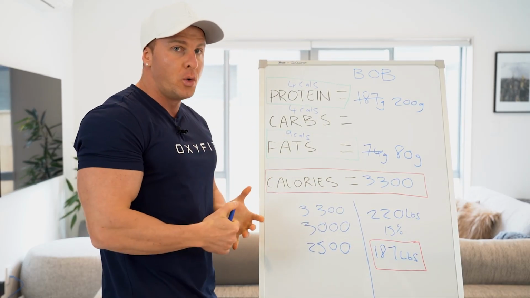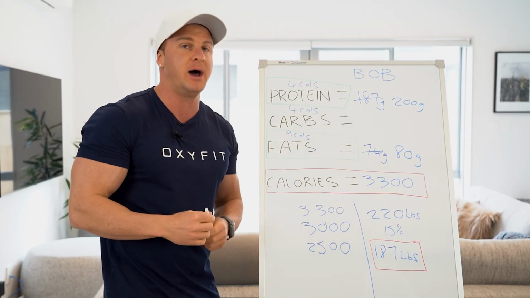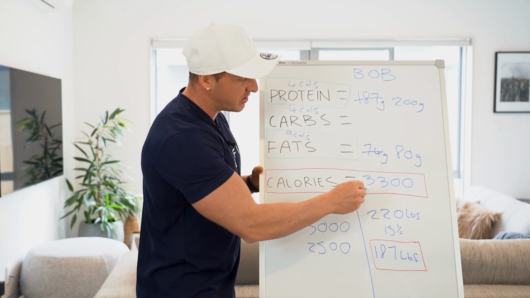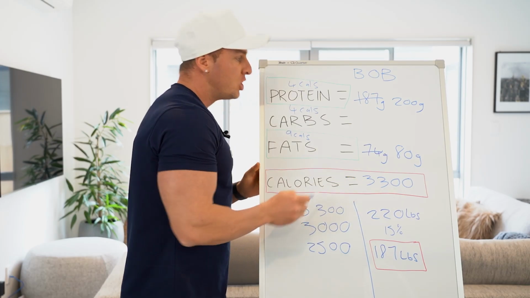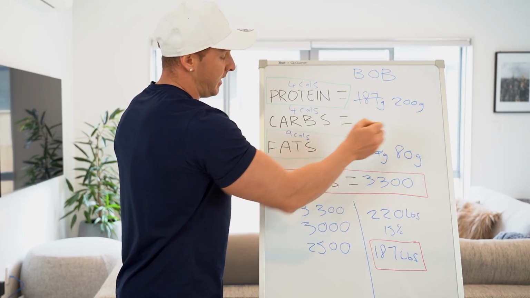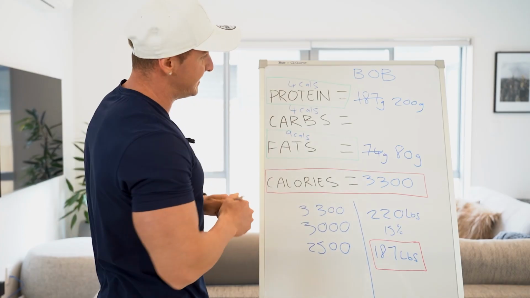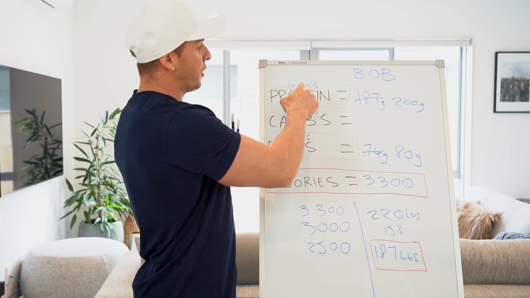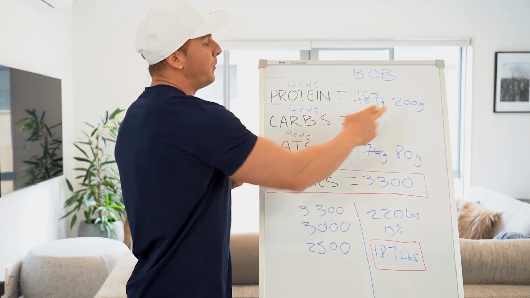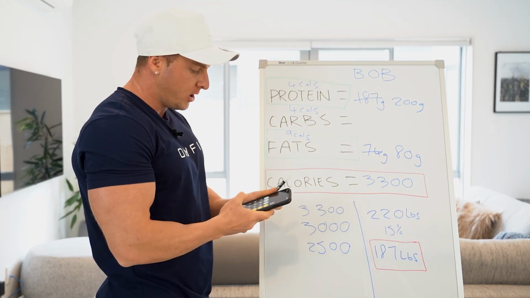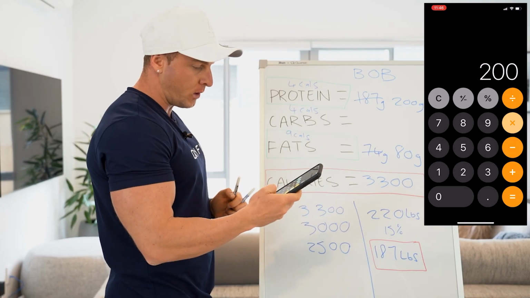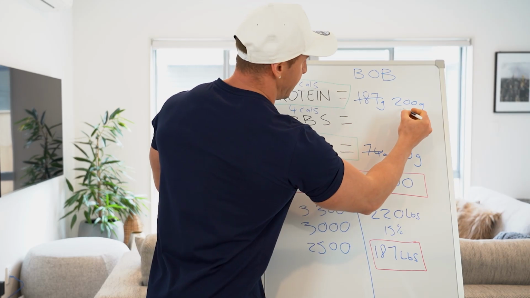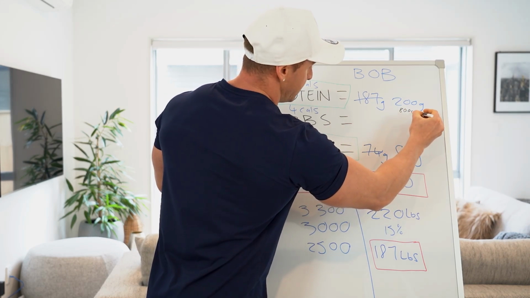Okay, now we want to work out how much carbohydrate we have in our diet. So how do we do that? First off, we have to understand we have 3,300 calories. So we have to work out how many calories we have here. This is where it gets a little bit complicated. There is 4 calories per 1 gram of protein, and we have 200 grams of protein. So 200 times 4 equals 800. So we've currently got 800 calories here.